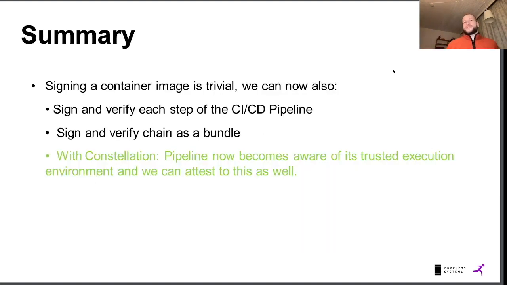This is a little part I forgot, but I think it just summarizes what I was trying to say earlier, which is where you can verify everything, and now with Constellation we can also verify that our pipeline is actually in a trusted execution environment running on confidential VMs. We can attest to that as well.